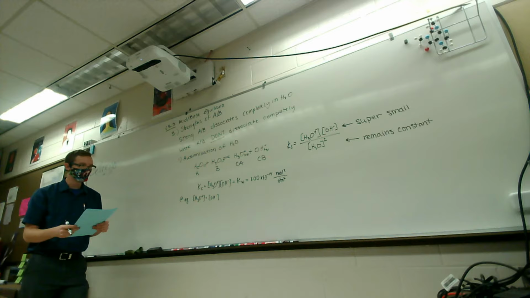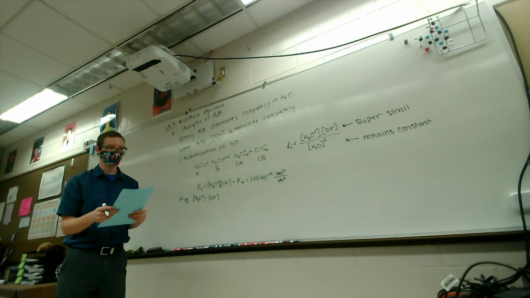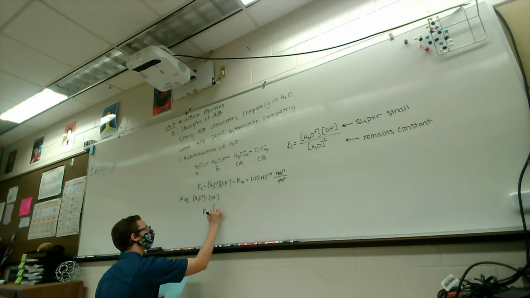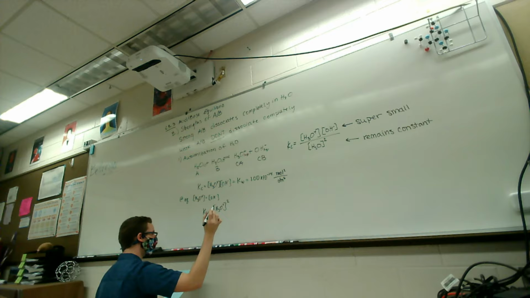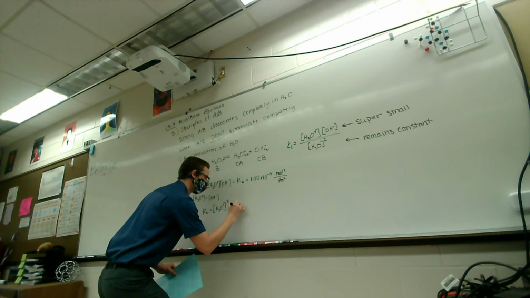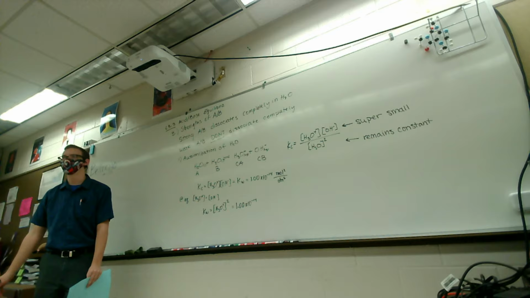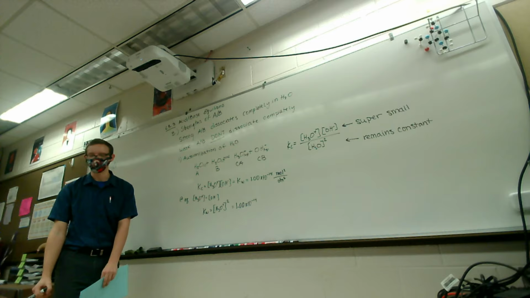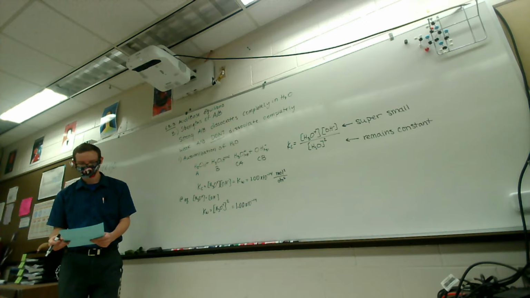And so instead of saying Kw equals the hydronium ion concentration times the hydroxide concentration, you could just say that Kw equals the hydronium ion concentration squared. And since we know what Kw is, just 1.00 times 10 to the negative 14, you can calculate the hydronium ion concentration by taking the square root of both sides.